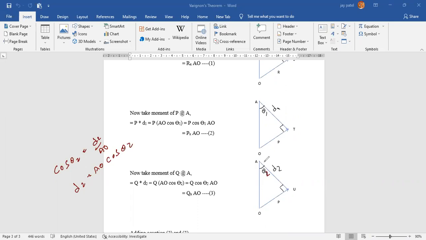So again take the moment about A. You will get Q into d2. What is d2? d2 is nothing but AO cos theta2. So Q cos theta2 into AO. You will get Qx into AO. I hope it is clear to all of you. Clear?